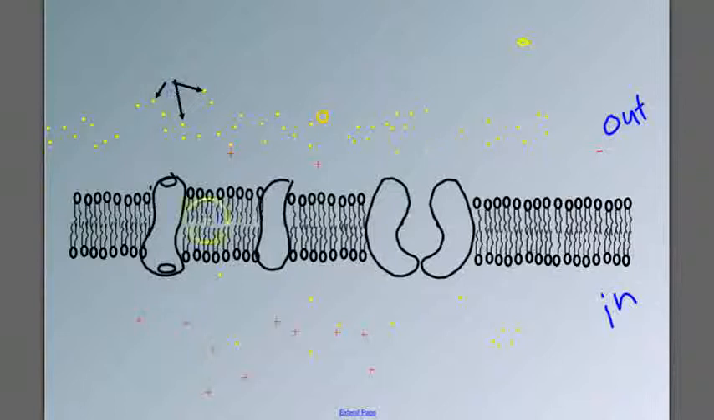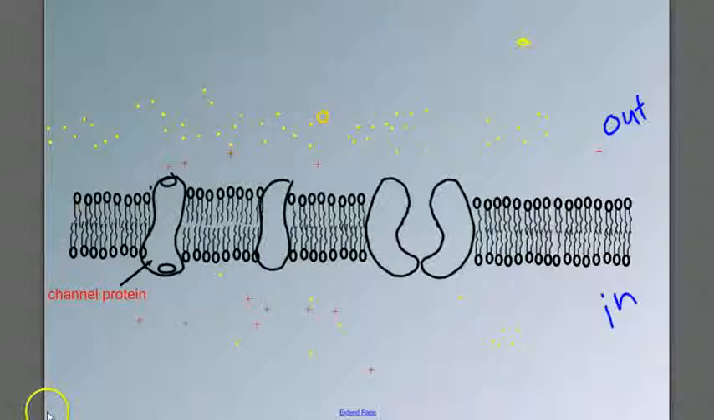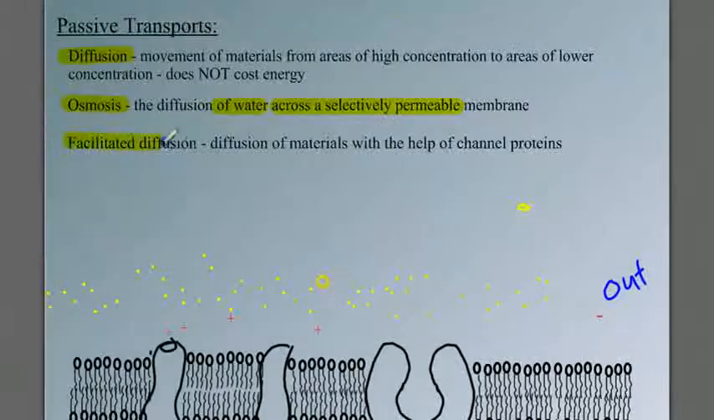Now, what about these down here, these positive charged ions? If we look at it, which way do they want to move? Where is there a higher concentration, inside or outside? Well, it's very obvious to see that we have a lot more of these red positive charges inside, so they would like to move down their concentration gradient, which in this case would be out. But we know that ions have a difficult time getting through the bilipid layer. But if there's a channel provided for them by a protein, then we have a path for these ions to move down their concentration gradient. Now they're being helped by a protein, however, it's still passive, and we call it facilitated diffusion. It's the diffusion of materials with the help of channel proteins. It's still moving down the concentration gradient, so it's still passive.